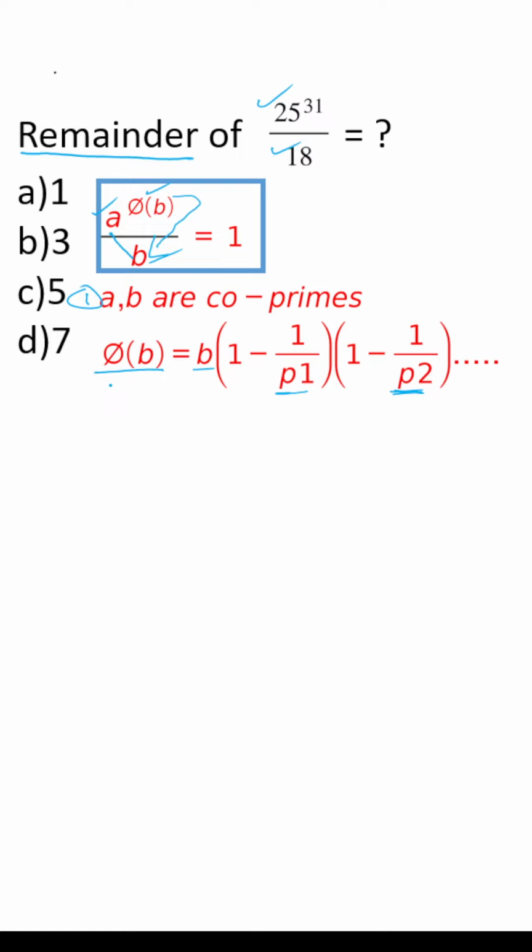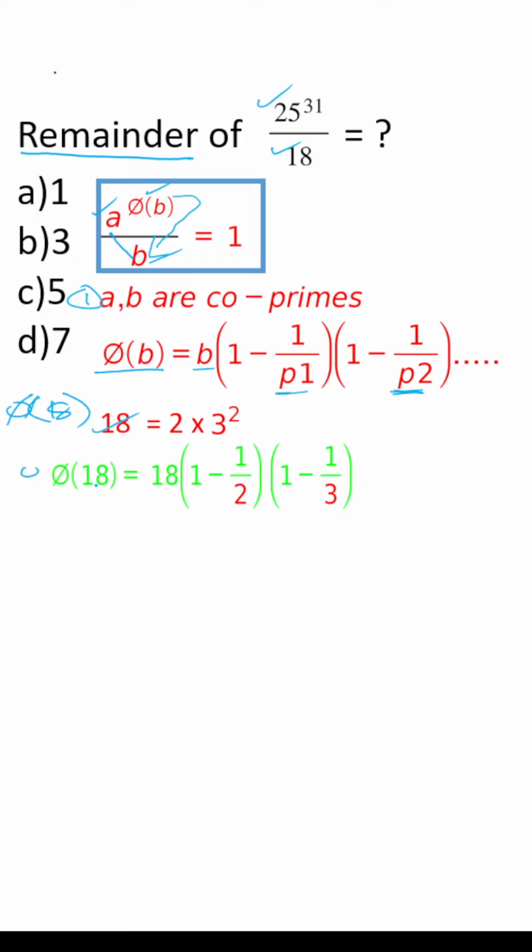Let us calculate it for 18. The prime factorization of 18 is 2 into 3 square. Now apply this formula. Totient of 18 is equal to 18 into 1 minus 1 by 2, into 1 minus 1 by 3. There are no more prime factors, so I am stopping at the second prime factor. If you solve this, you will get 6 as the totient. Totient of 18 is 6.